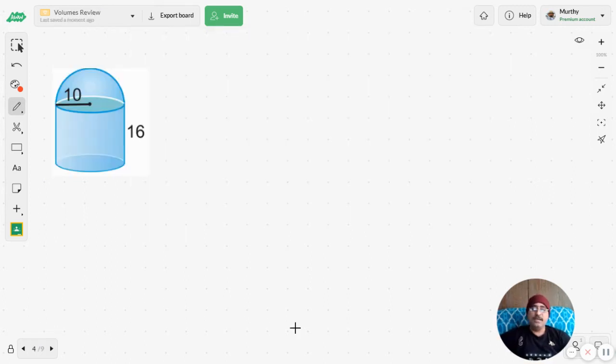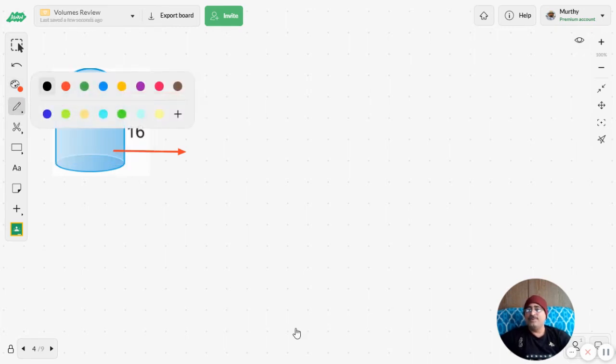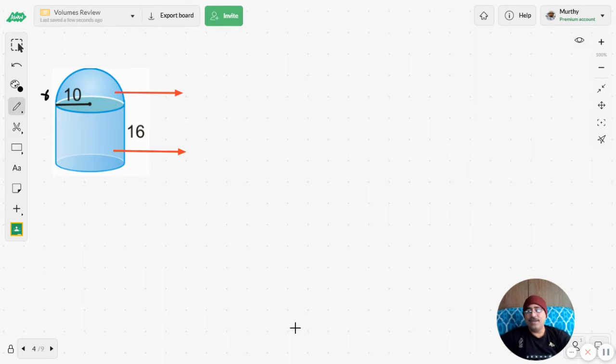The next question is again a combination of solids. So in this one, I see that there are two parts. The upper portion is a hemisphere, which means half of a sphere, and the lower portion is a cylinder. Okay, so always see whether the radius is given or the diameter is given. I see that this 10 is representing the radius, so nothing to worry.